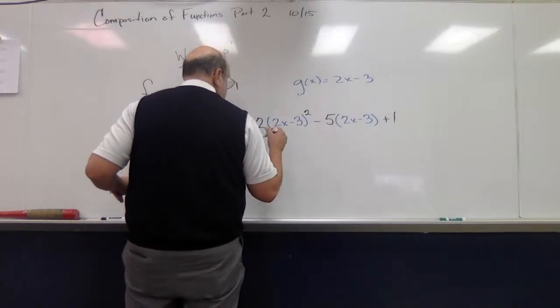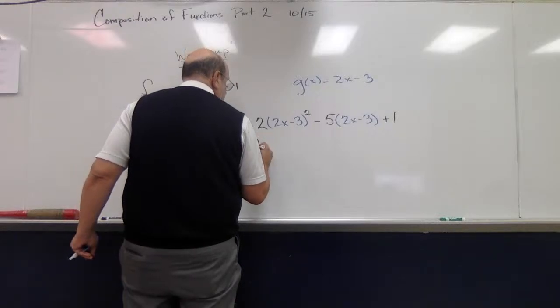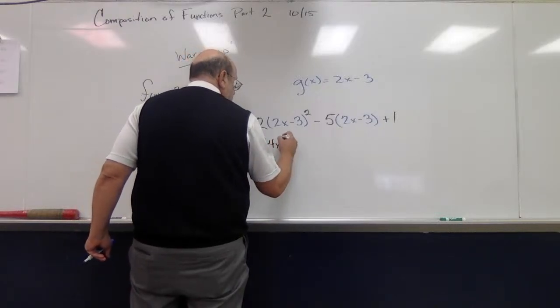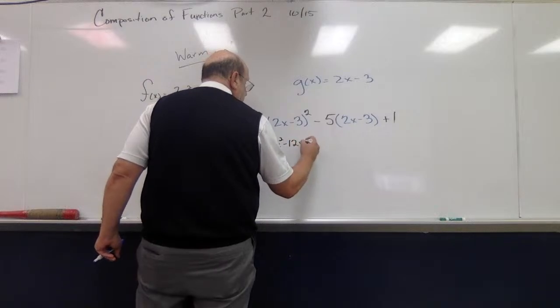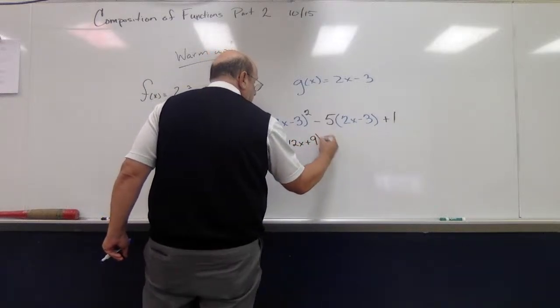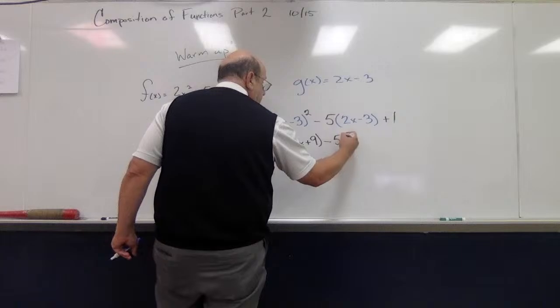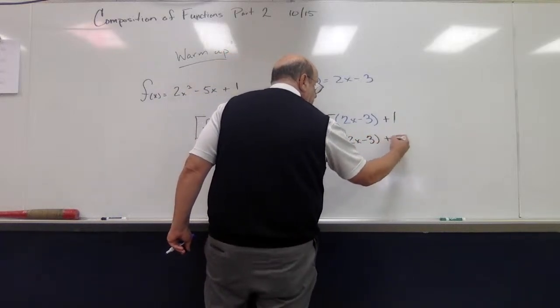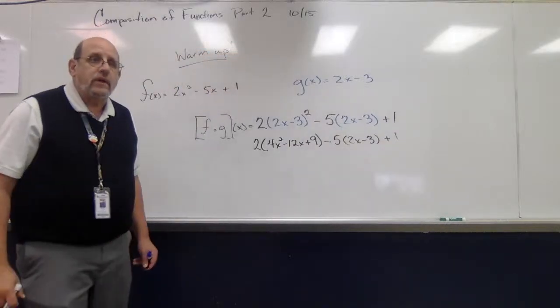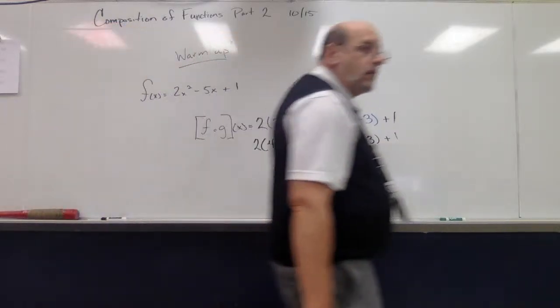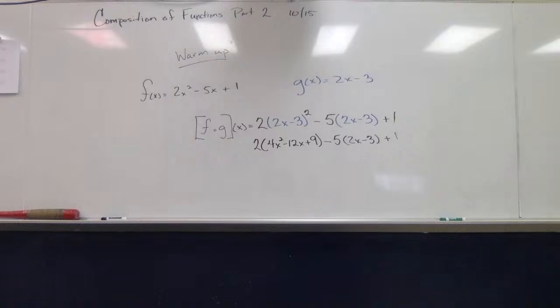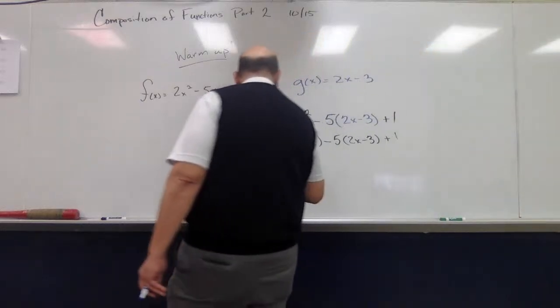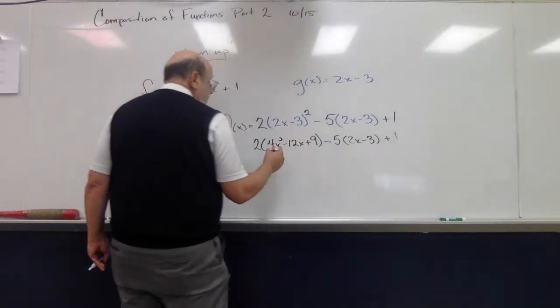You were almost done. So we got here, right? We got to 2 times 4X squared minus 12X plus 9. And then 5 times 2X minus 3 plus 1. Did we get there? Why not? What did we do wrong? Did we not FOIL? Or, no, we didn't distribute. Well, we haven't distributed yet, right? Right, exponents first, then we multiply.